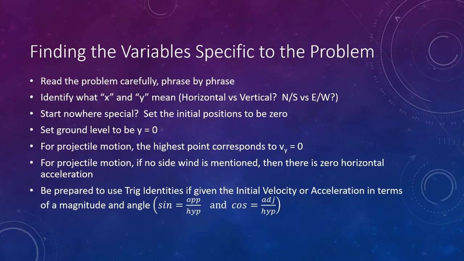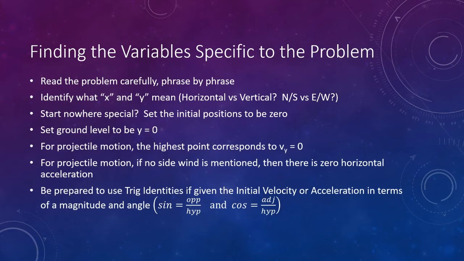Also, in projectile motion, if there's no mention about crosswind or sidewind or friction, you can safely set the horizontal acceleration to be 0, and you can set your vertical acceleration to be gravity acting downwards.